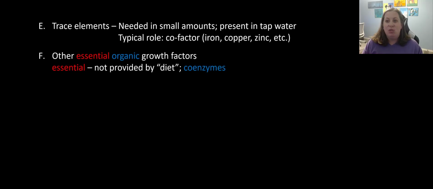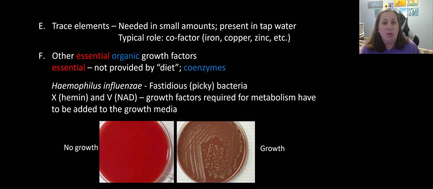Now, there's some other essential organic growth factors that might be present for some organisms. If they're essential, they're not provided by their diet, and so they're going to need it in some sort of form. These are going to be a lot of times the coenzymes. That's where the organic part comes from. An example of this one that's really important is Haemophilus influenzae. This is a fastidious bacteria. Now, the word fastidious means picky. This bacteria will not just grow on anything, okay? And since it's so picky, it requires 2 molecules that are considered essential organic for it to grow.